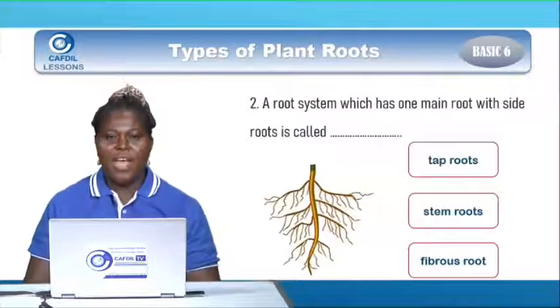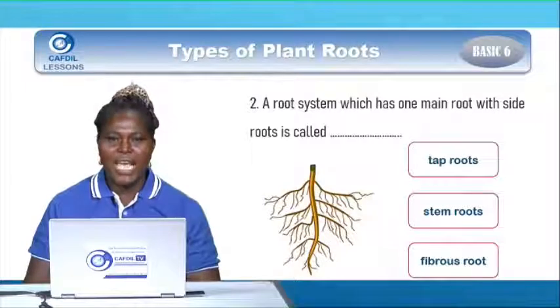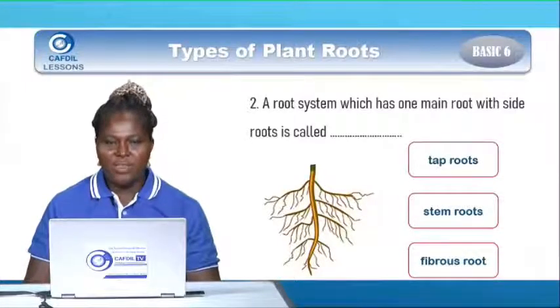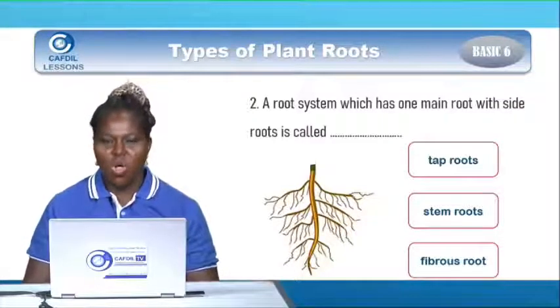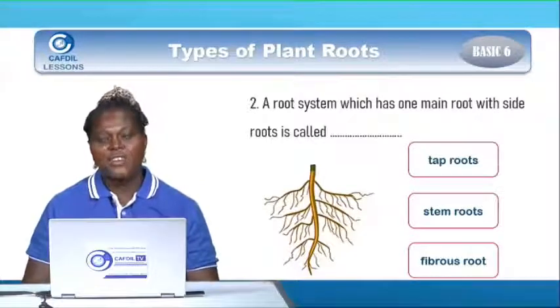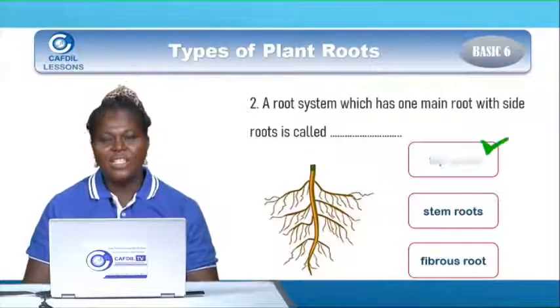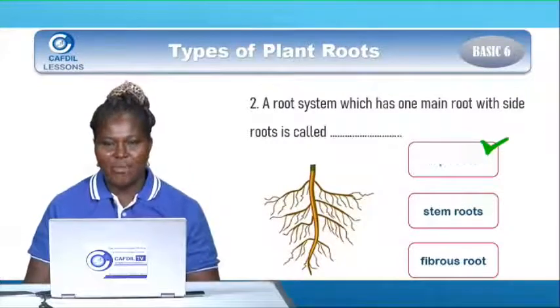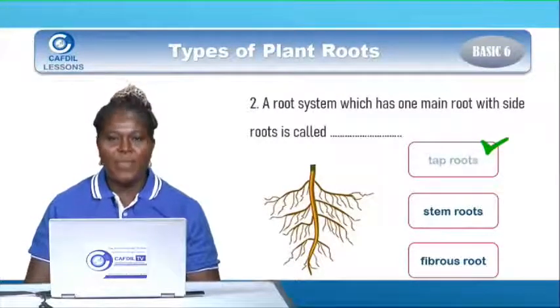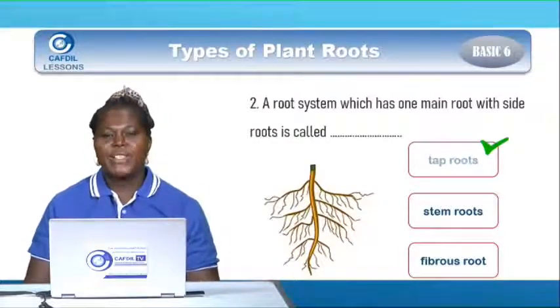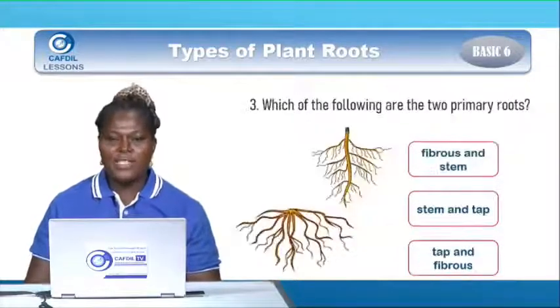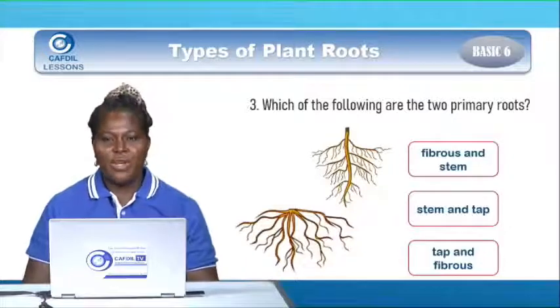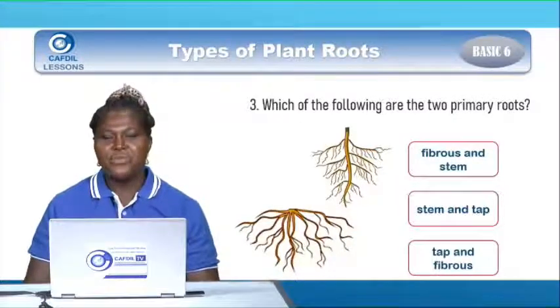Number 2. A root which has one main root with side roots is called, we have the picture on the screen, the tap root. So a root system which has a main root with side roots is called tap roots.